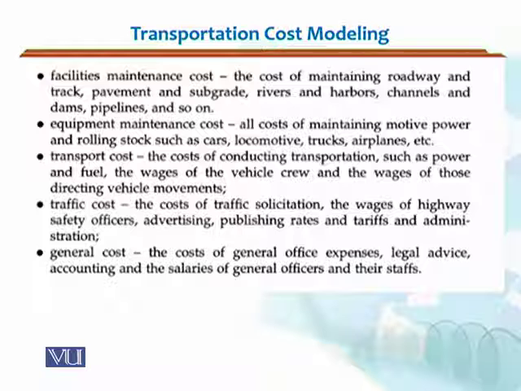On a similar note, the traffic cost would be the cost of traffic solicitation. If there are challans, they would be included in the traffic cost. The wages of highway safety officers, advertising, publishing rates and tariffs, and administration costs. Toll would also be included in it. There is a general cost. The general cost would be the general office expenses, legal advice, accounting, and the salaries of general staff and their officers and their staff.